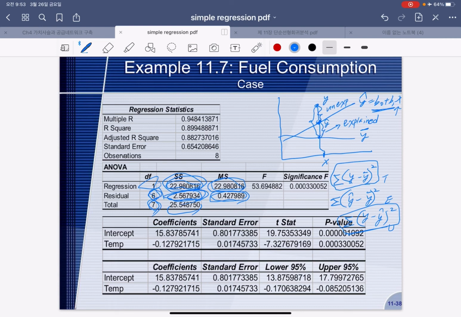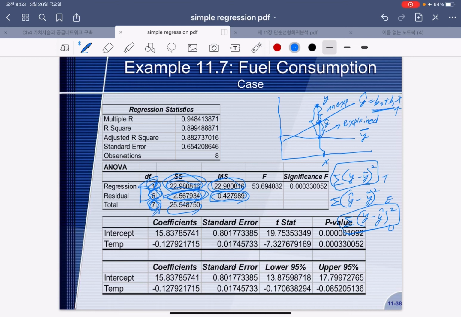And this one, simply, sum of this one should be equal to 7. So you have 1 here. It turns out that the degrees of freedom for regression is equal to number of independent variables, right? So if you have 2 independent variables, in that case, the degrees of freedom is equal to 2, right?